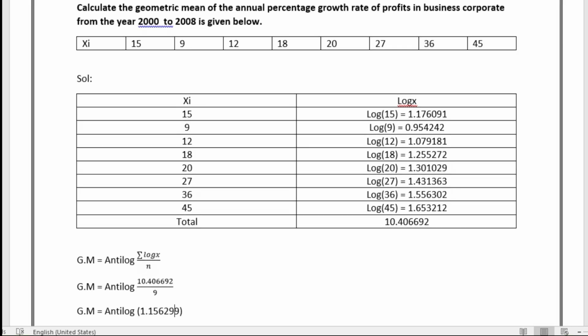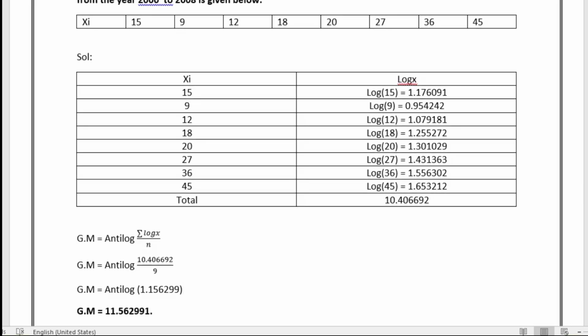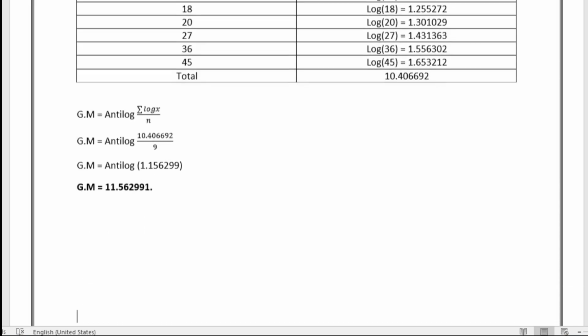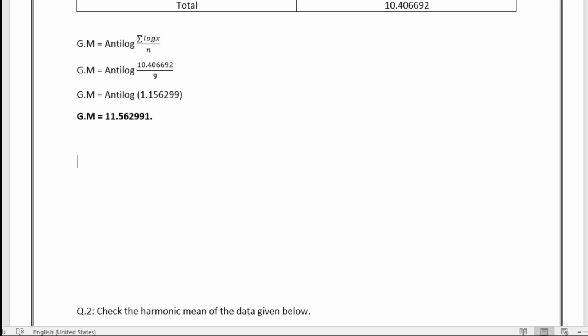So next, anti-log into 10.406692 divided by 9, that will be equal to 1.156299. So anti-log of 1.156299 is equal to 11.562991, which is the required solution.